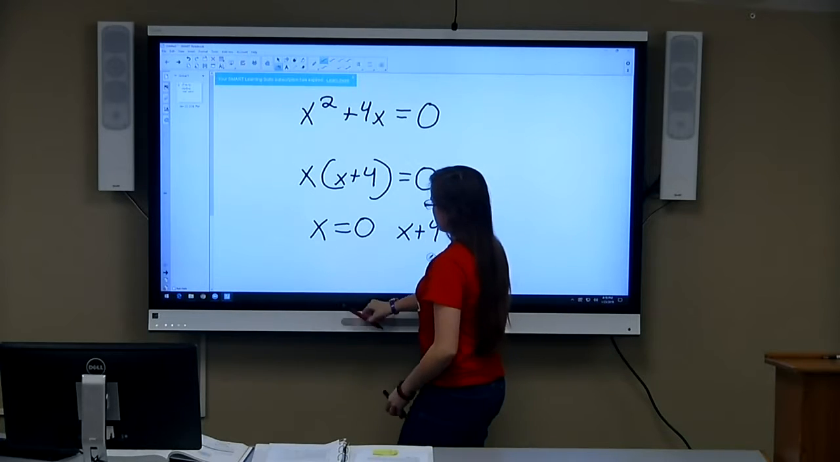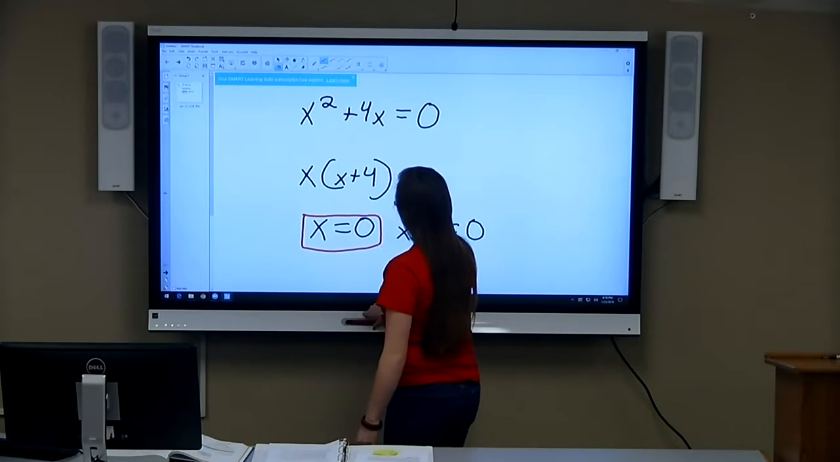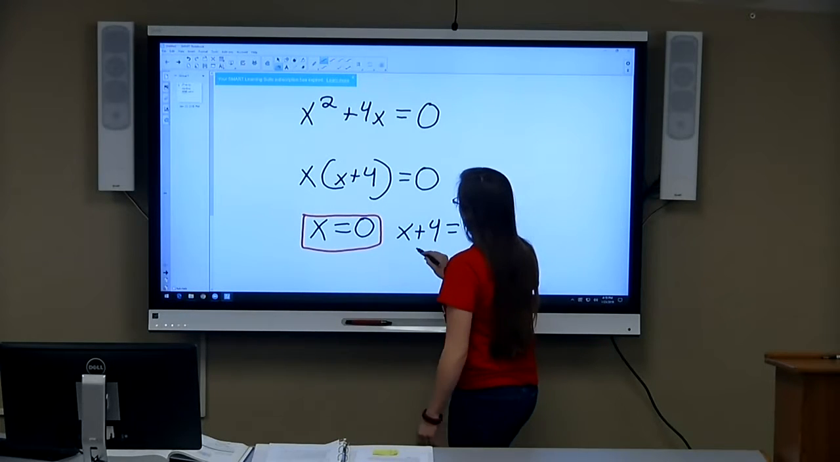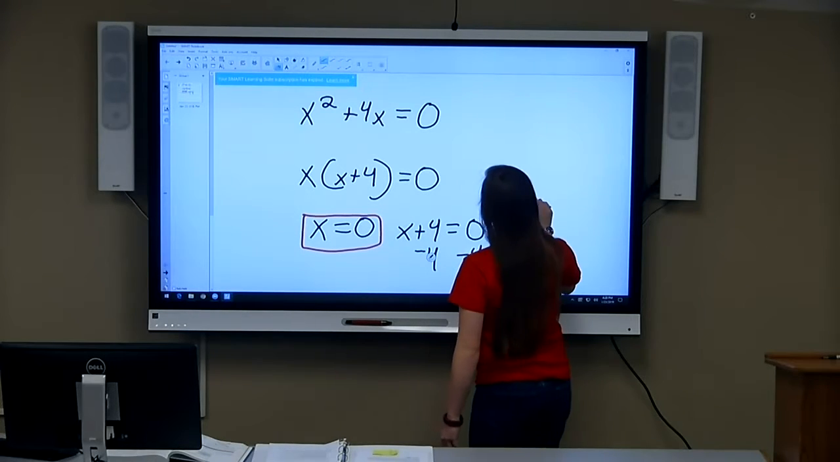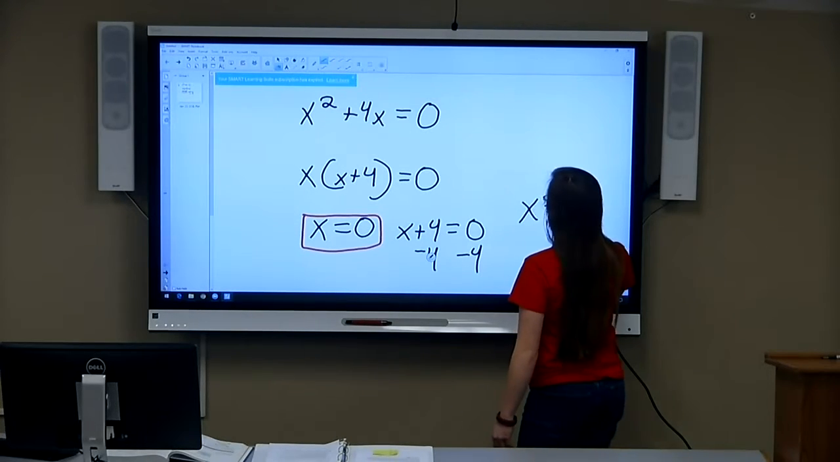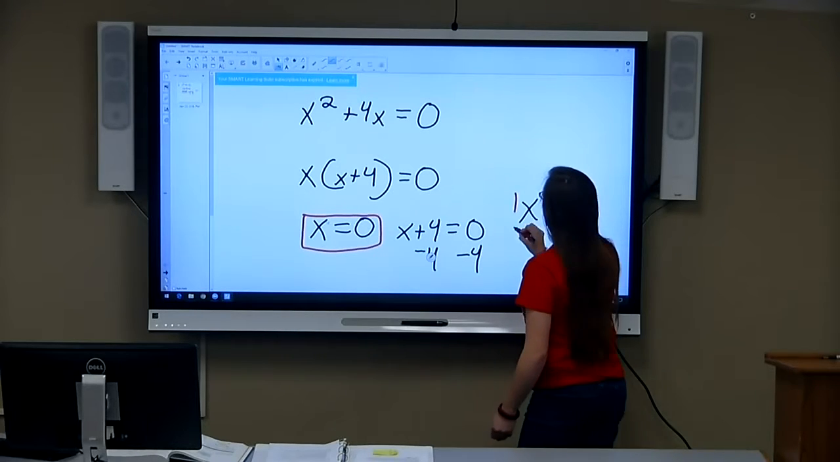So this is going to be one of your answers, already solved out for you. You're going to have to finish solving this one, subtract 4 from both sides, and that will give you x equals -4 for your other answer. And that's all there is to factoring.